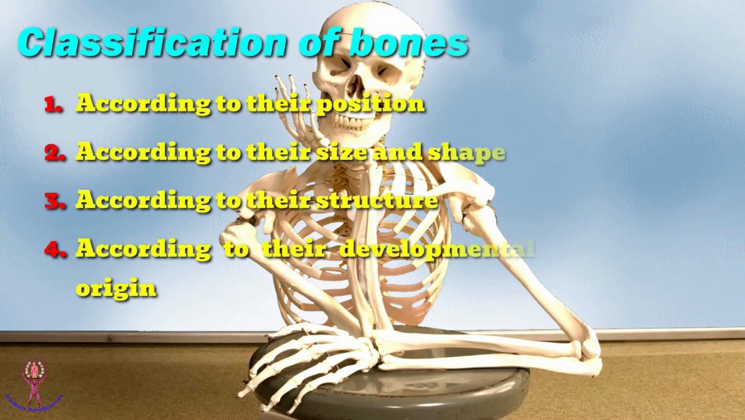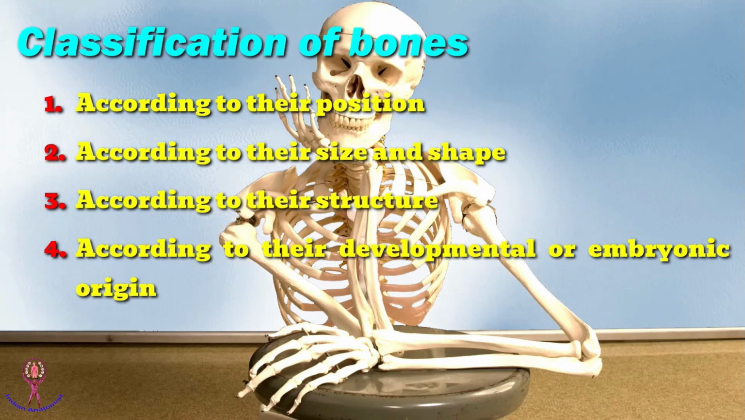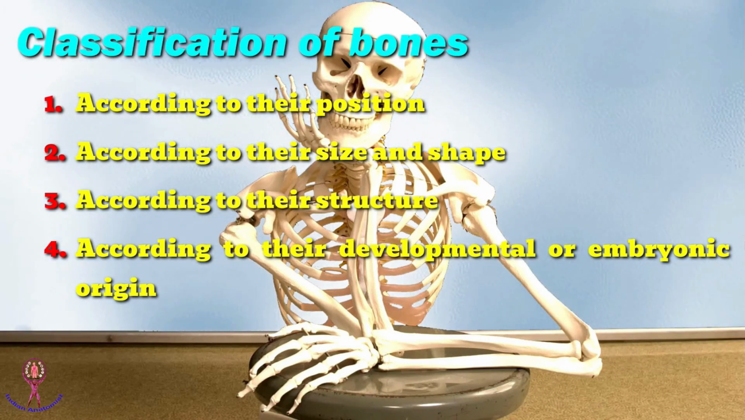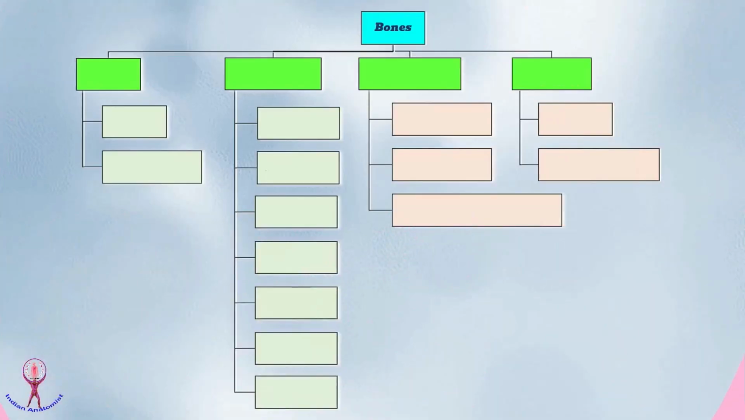In general, the bones are classified: 1. According to their position or region. 2. According to size and shape. 3. According to their structure, and 4. According to development.